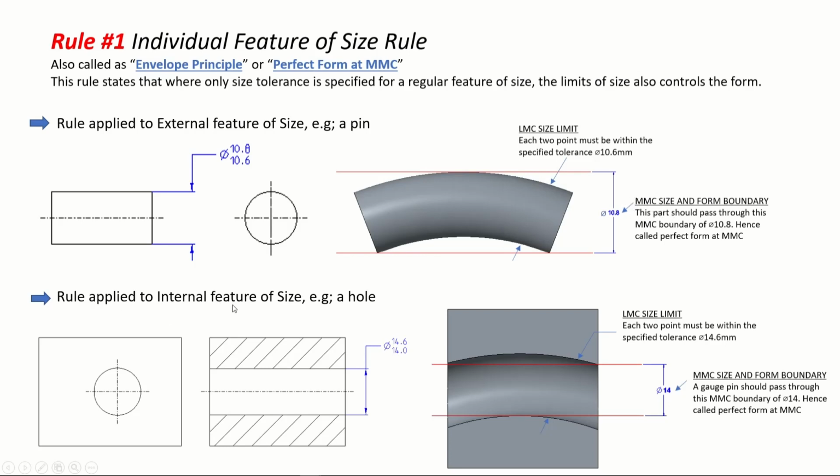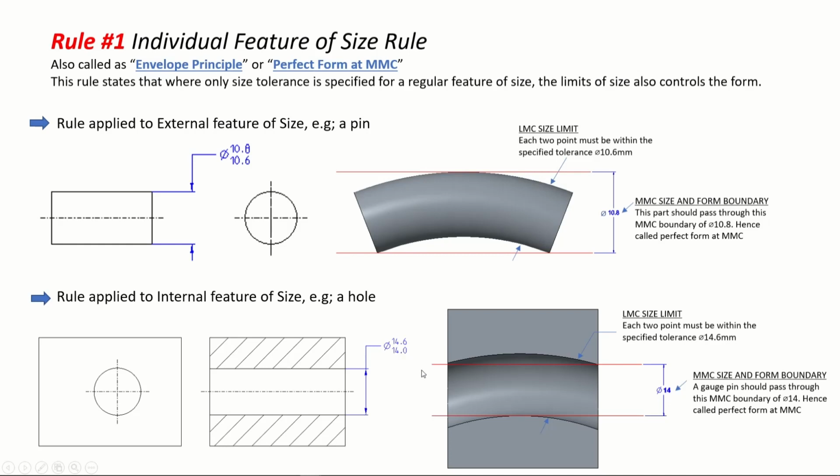Here we have taken an example of an internal feature of size. Here the hole has a limit of 14 and 14.6. Maximum material condition will be at 14.0, because if I get a part with a hole with a diameter of 14 mm, it will have more material than one with 14.6 mm. Hence 14 will be the maximum material condition. Remember that. That is the way you should remember maximum material condition.